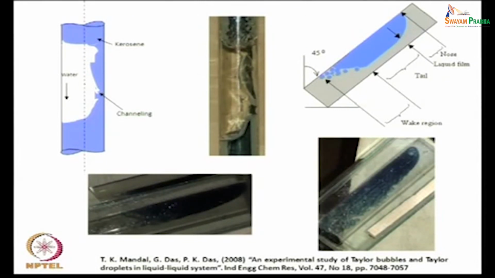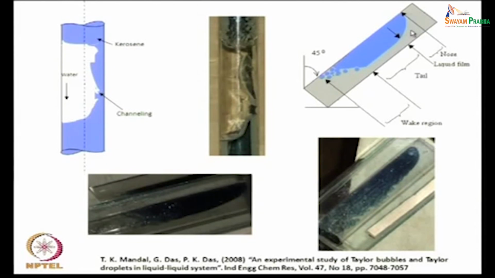Okay. So, see, whatever new you do, you find out, so this particular channeling you find for Taylor bubbles in inclined tubes. Whenever you incline it, what happens? The lighter phase tends to rise up, and therefore, there is a channeling sort of an effect.